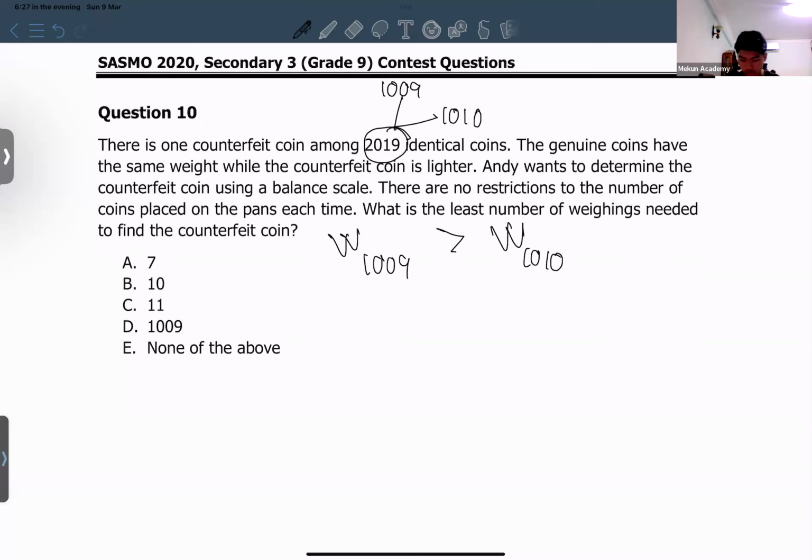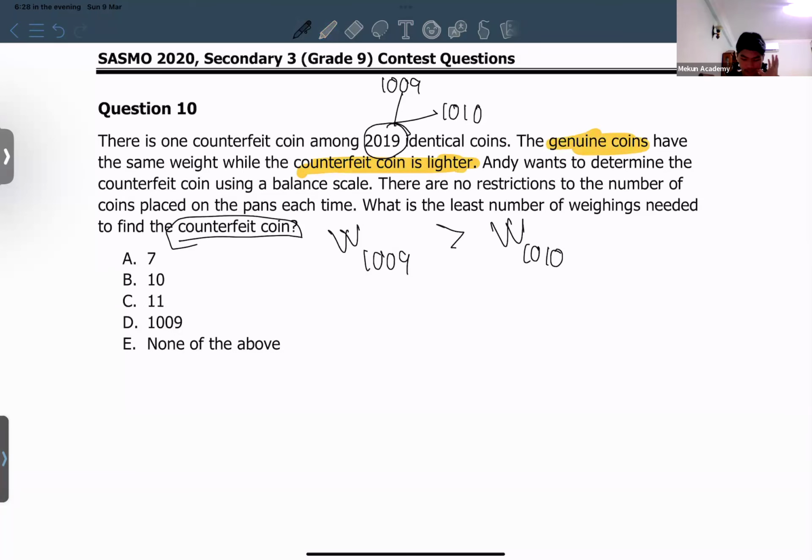The counterfeit coin is lighter than the genuine coins. So whichever part is lighter, you will know that the counterfeit coin is in it. But in this scale, one part is 1009 and one part is 1010. So for this, you can just remove one from the 1010.